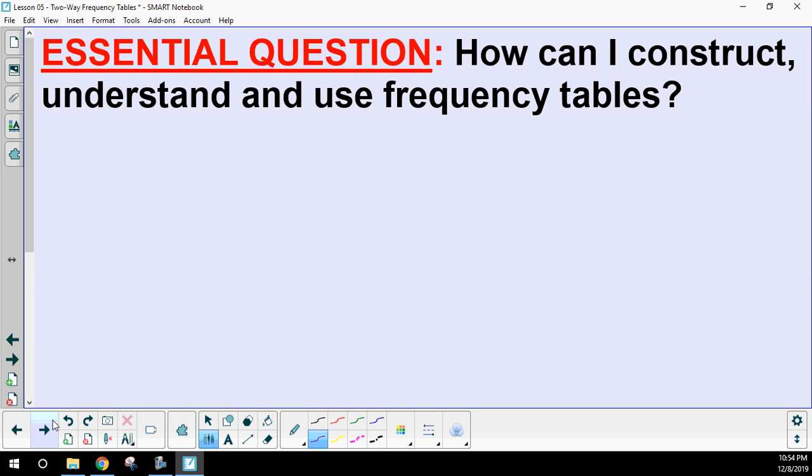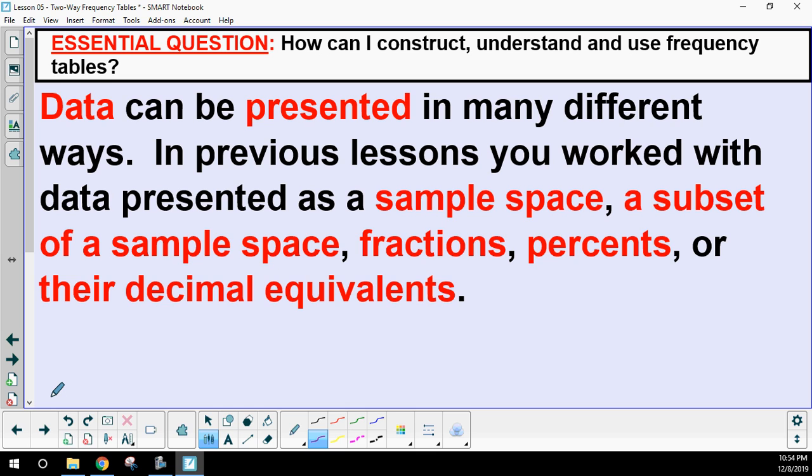Today we're going to talk about two-way frequency tables. We're going to make one, and then we're going to have a couple questions about it. So, data can be presented in many different ways. In previous lessons, you worked with data presented as a sample space, a subset of a sample space, fractions, percents, or their decimal equivalents.